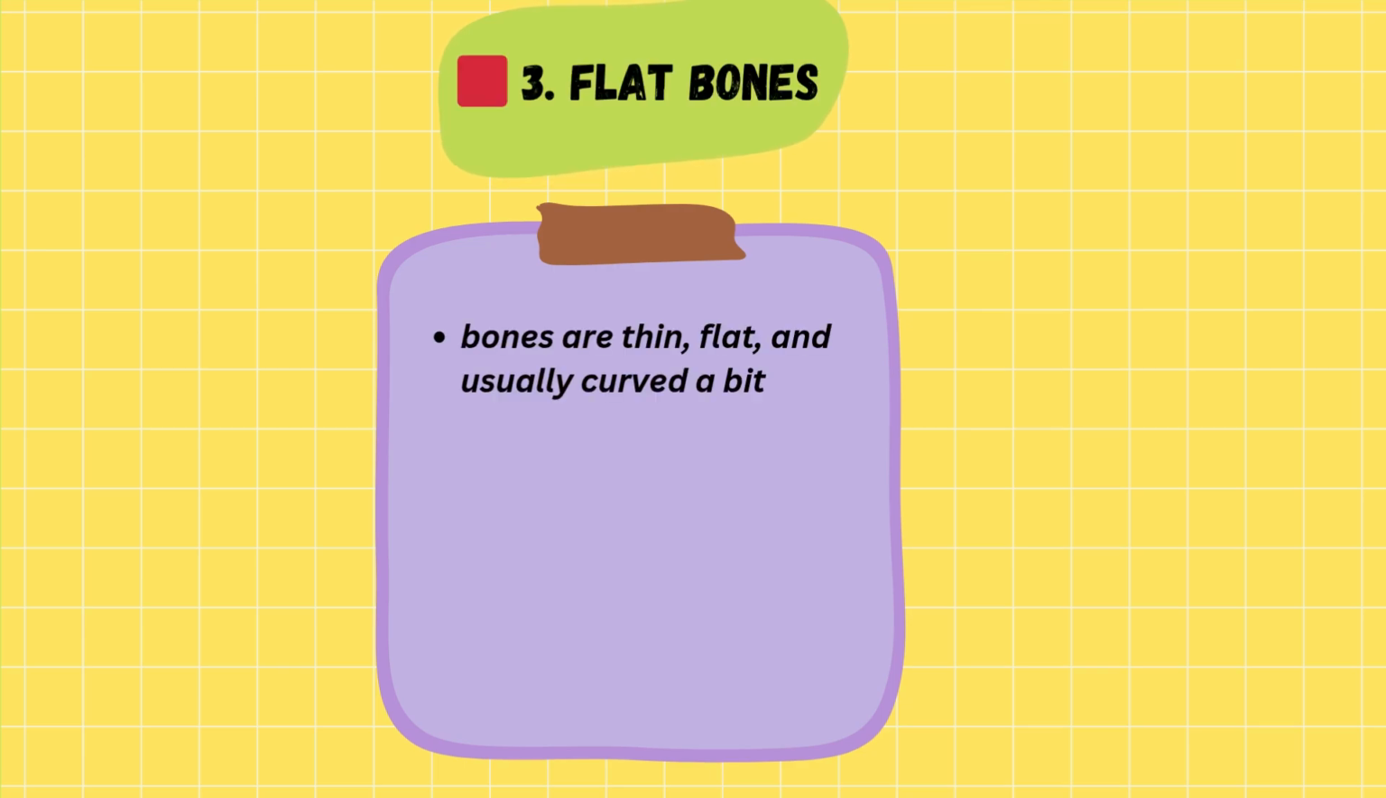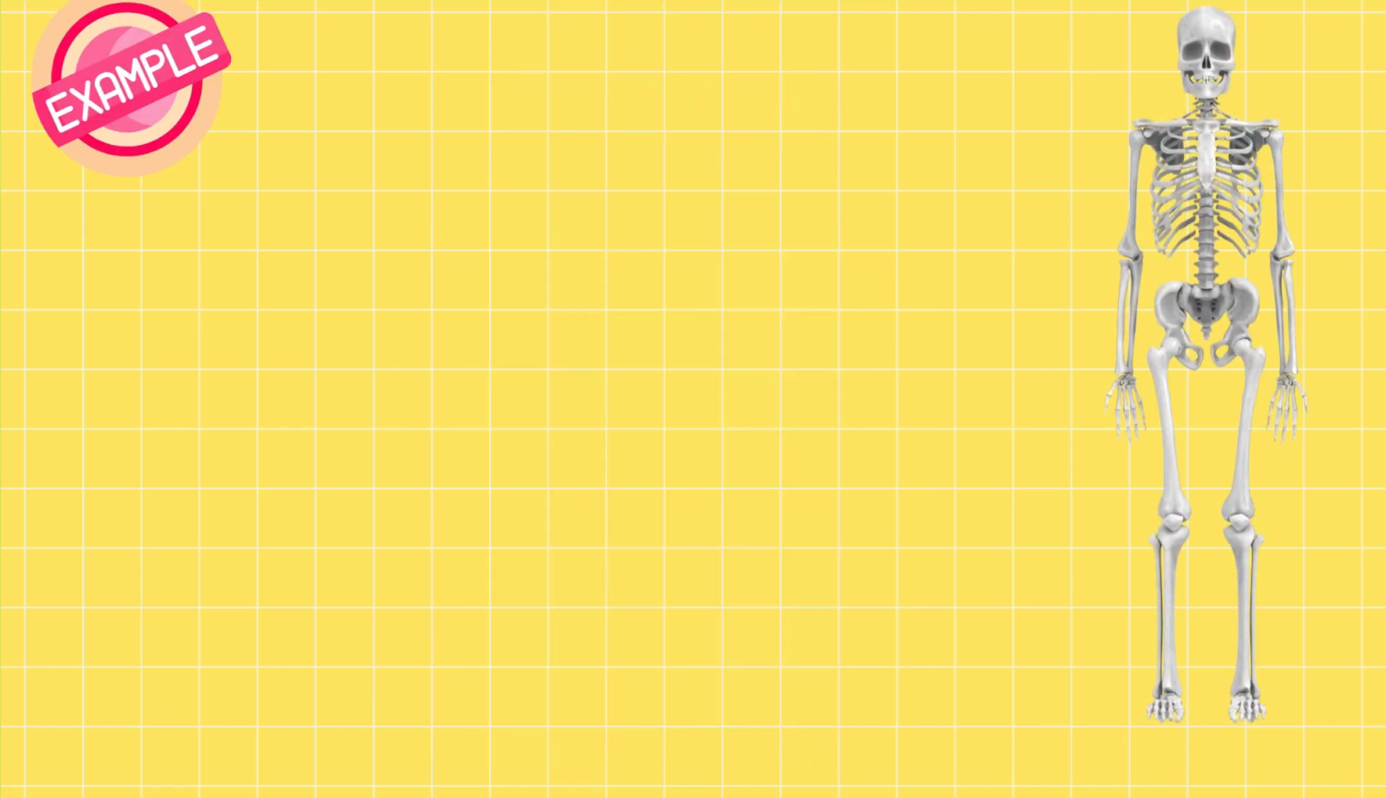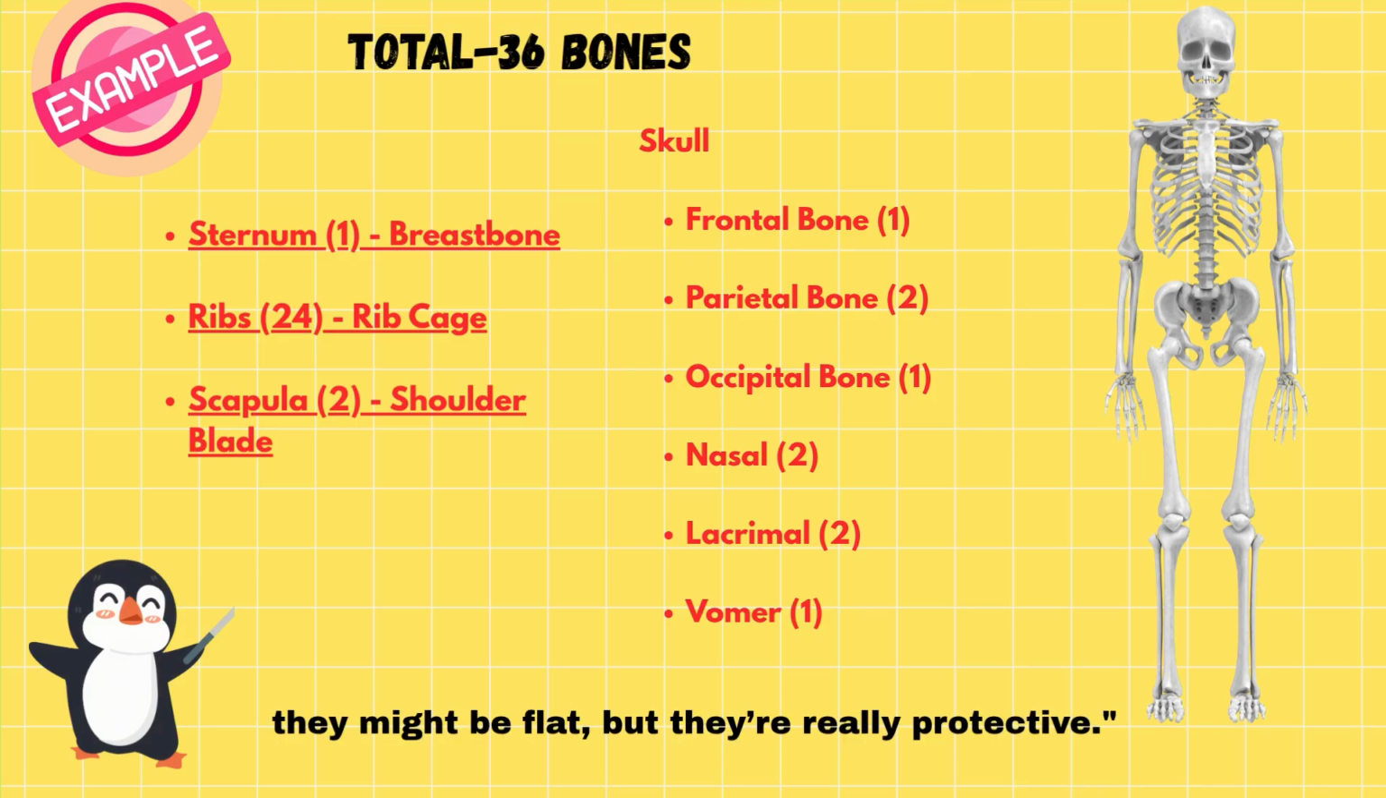Alright, now moving to flat bones. These bones are thin, flat, and usually curved a bit. They're important because they protect the vital organs. Plus, they give a large surface area for muscle attachment. Examples include skull bones, scapula, and the sternum. So yeah, they might be flat, but they're really protective.